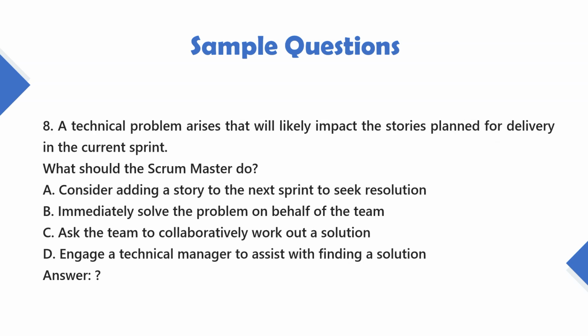8. A technical problem arises that will likely impact the stories planned for delivery in the current sprint. What should the Scrum Master do? A. Consider adding a story to the next sprint to seek resolution. B. Immediately solve the problem on behalf of the team. C. Ask the team to collaboratively work out a solution. D. Engage a technical manager to assist with finding a solution.